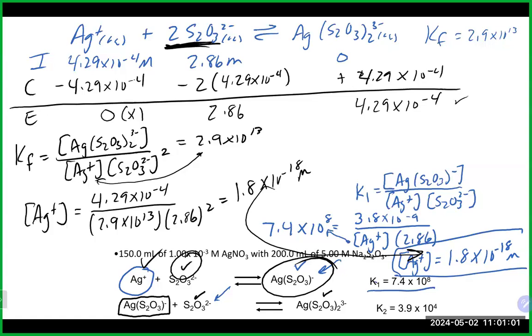All right, so this is a stepwise formation. And again, you could add them together, use the overall, but it may require you, if it's given to you in a stepwise manner like that, to use the individual reactions to figure out maybe some of the concentrations. Any questions on that there?